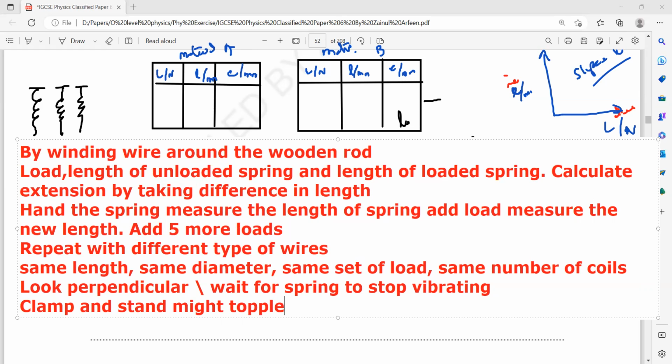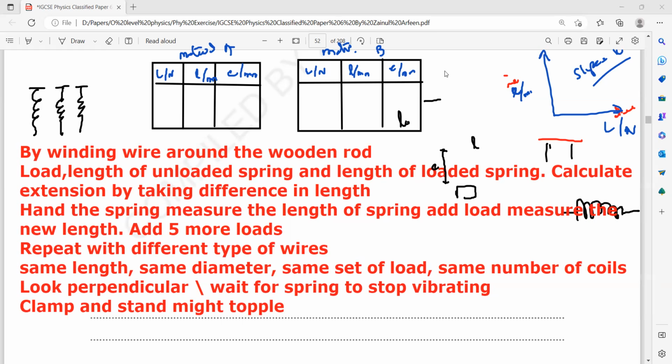So this was the planning experiment, how we can investigate how the material can affect the extension of a spring, or how extension is affected by the type of spring. Is it clear, this one? Yes, sir, clear.